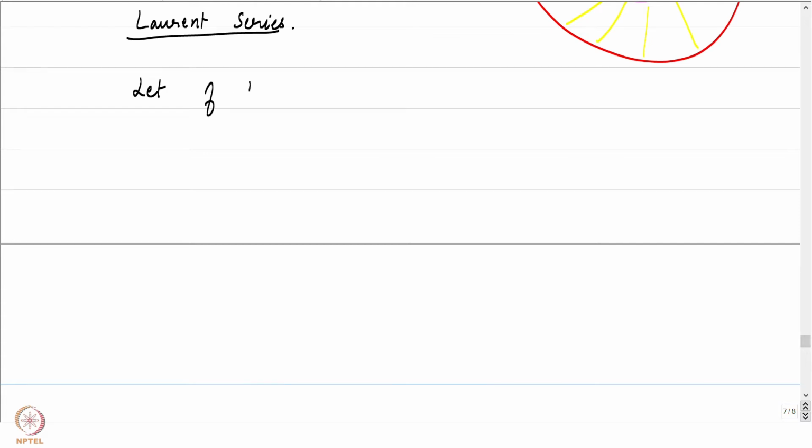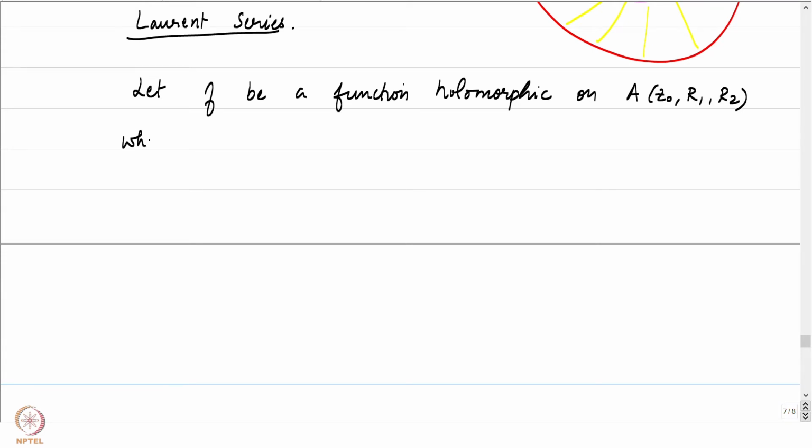So, let f be a function holomorphic on A(Z0, R1, R2), where A(Z0, R1, R2) is as above.